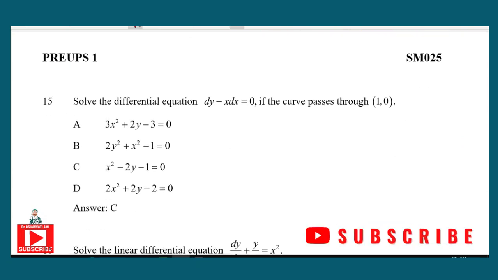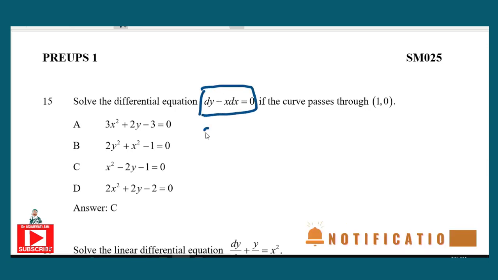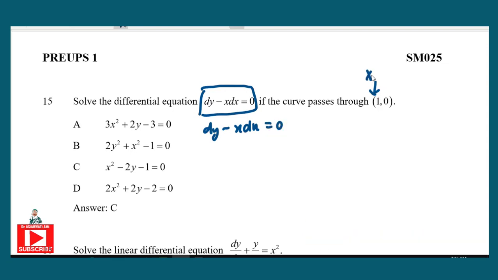Number 15, solve the DE: dy minus x dx equals 0, if the curve passes through the point x equals 1, y equals 0. First, bring this term to the right-hand side, so dy equals x dx. Then, to get y, integrate both sides.